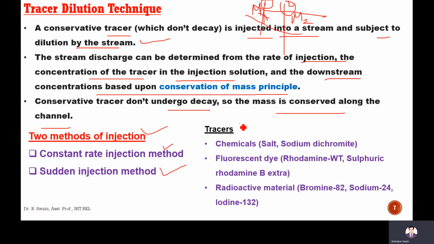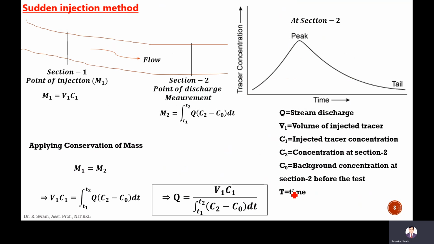What are the different types of tracers? Chemicals, fluorescent dye, radioactive material. Chemicals can be salt or sodium dichromate. For fluorescent dyes, different names are there: Rhodamine WT, sulfo rhodamine, Rhodamine B extra. Radioactive materials include bromine 82, sodium 24, iodine 131. These are the tracers which are conservative, so they are specially used for discharge measurement.